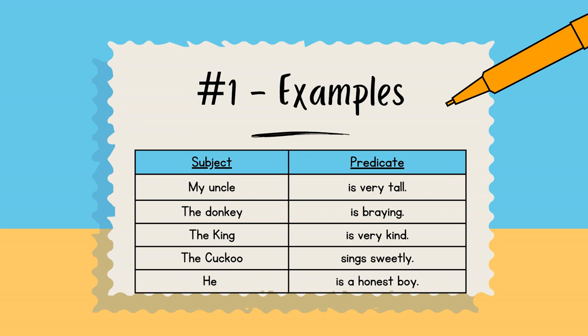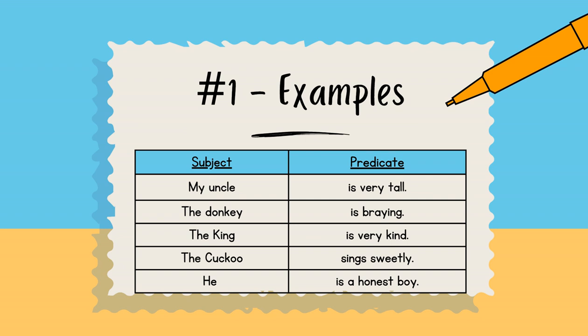Examples. In this table, sentences are divided into two parts, subject and predicate. Let's take them one by one. My uncle is very tall. My uncle is subject, is very tall is predicate. The donkey is braying. The donkey is subject, is braying is predicate.